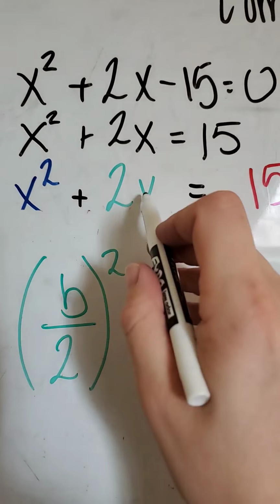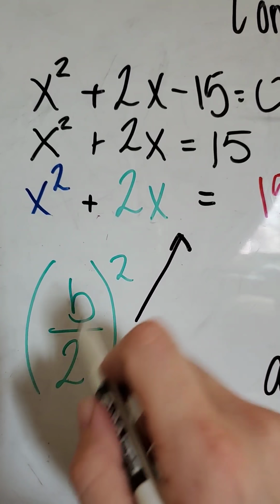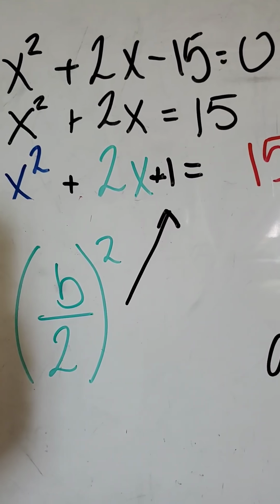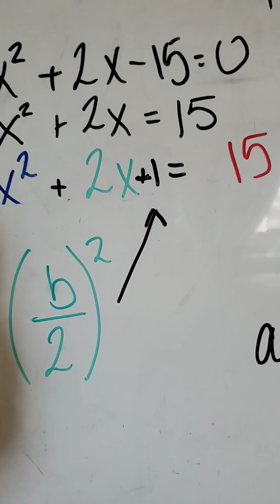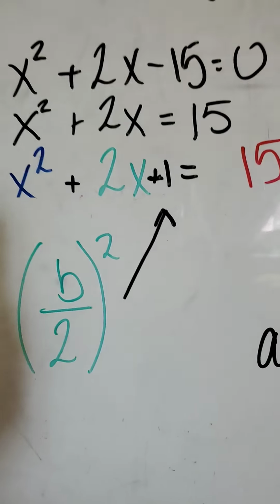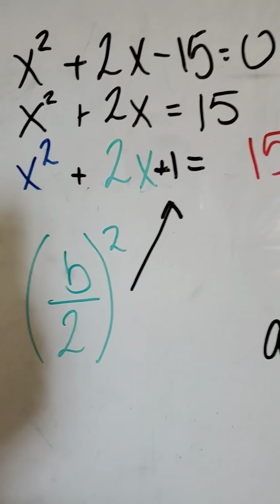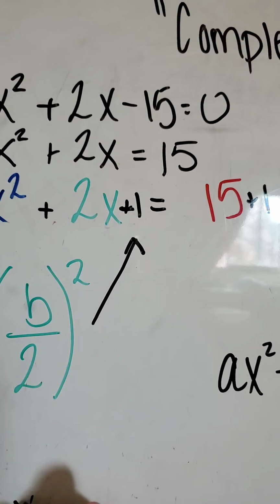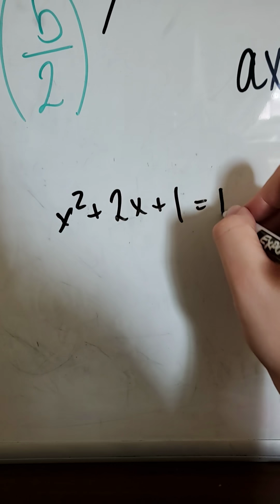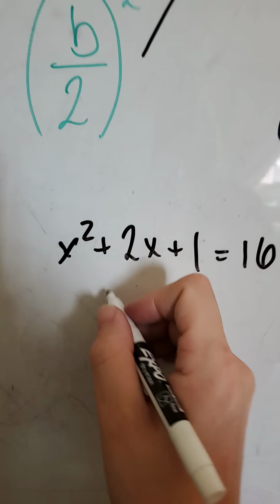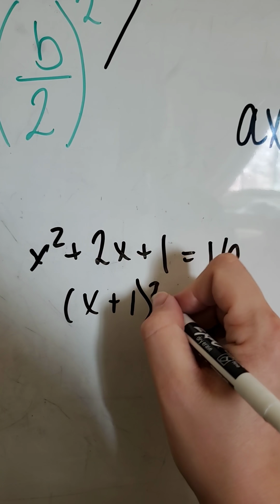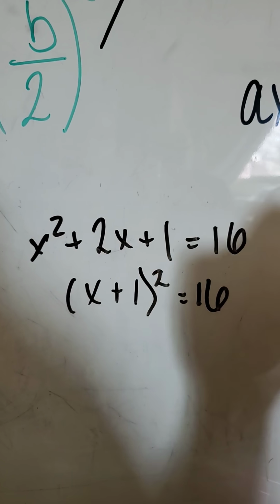So what is b? It's 2. What's 2 divided by 2? 1. What's 1 squared? 1. But I can't just add 1 to the left side without changing the entire equation, right? So I have to add 1 to both sides. And now we can see it visually. x squared plus 2x plus 1 equals 16. And then I could see that this in factored form is x plus 1 squared equals 16.